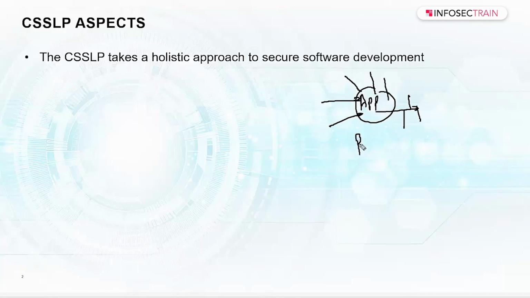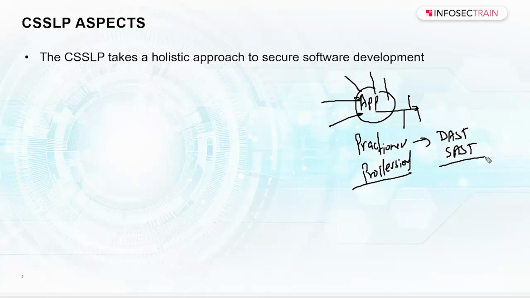So we have a practitioner, and we have a professional. If you tell a practitioner we need to conduct DAST, Dynamic Application Security Testing, or SAST, and give him instructions, he will do that. But what is the role of a professional? The role of a professional is to decide when to consider SAST and when to consider DAST. CSSLP talks about that.